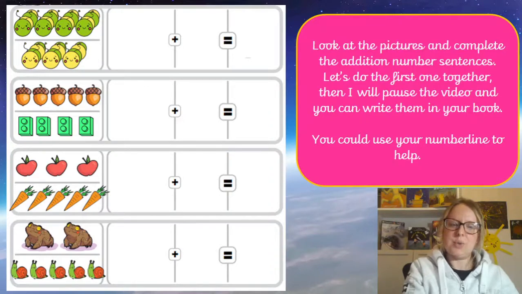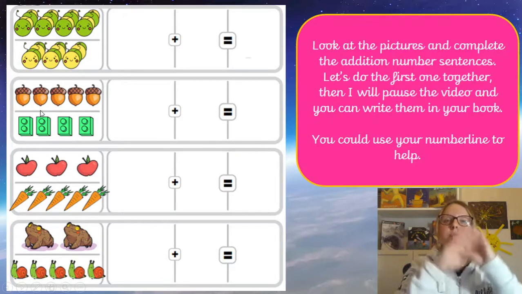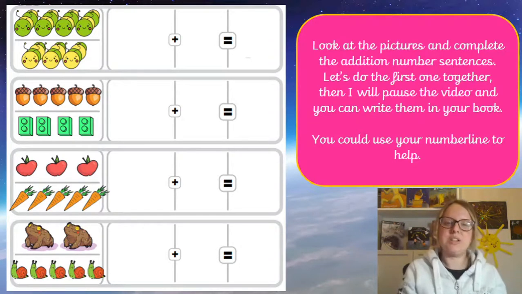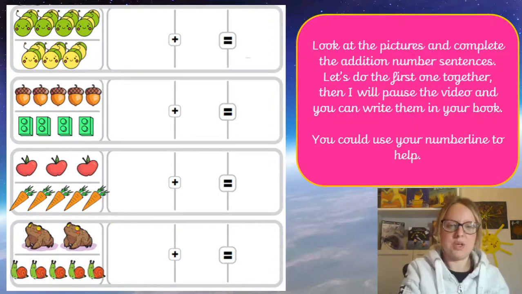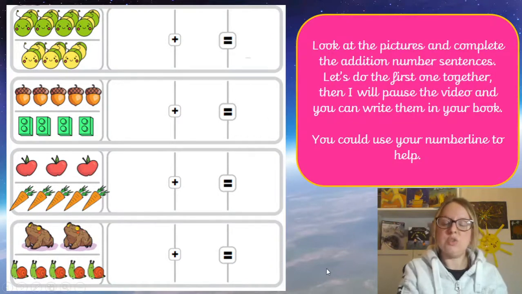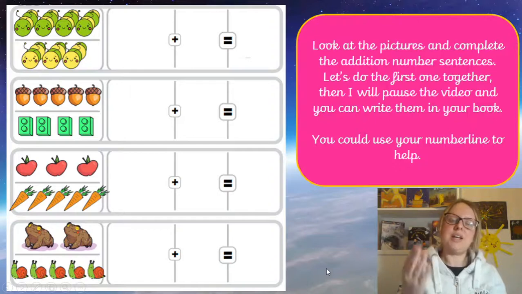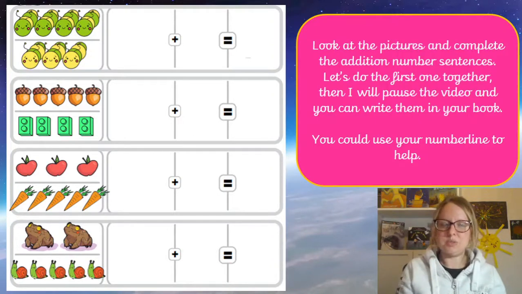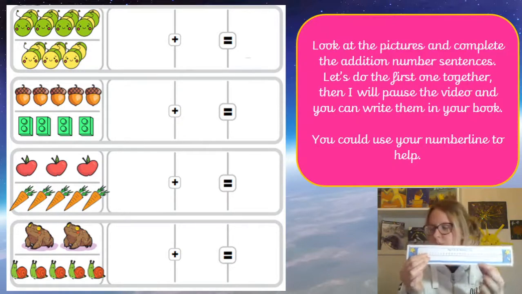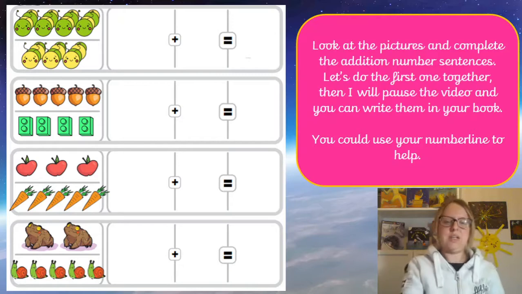Okay, so we're going to count each set of objects, and then we're going to count them all together, just like we did in our song, and then you're going to work out what the answer is. So you could work this out by saying it out loud, or you can write it in your homeschool book. It's completely up to you. Okay, you can also use your number line to help you if you want to. Okay, let's start with the first one.